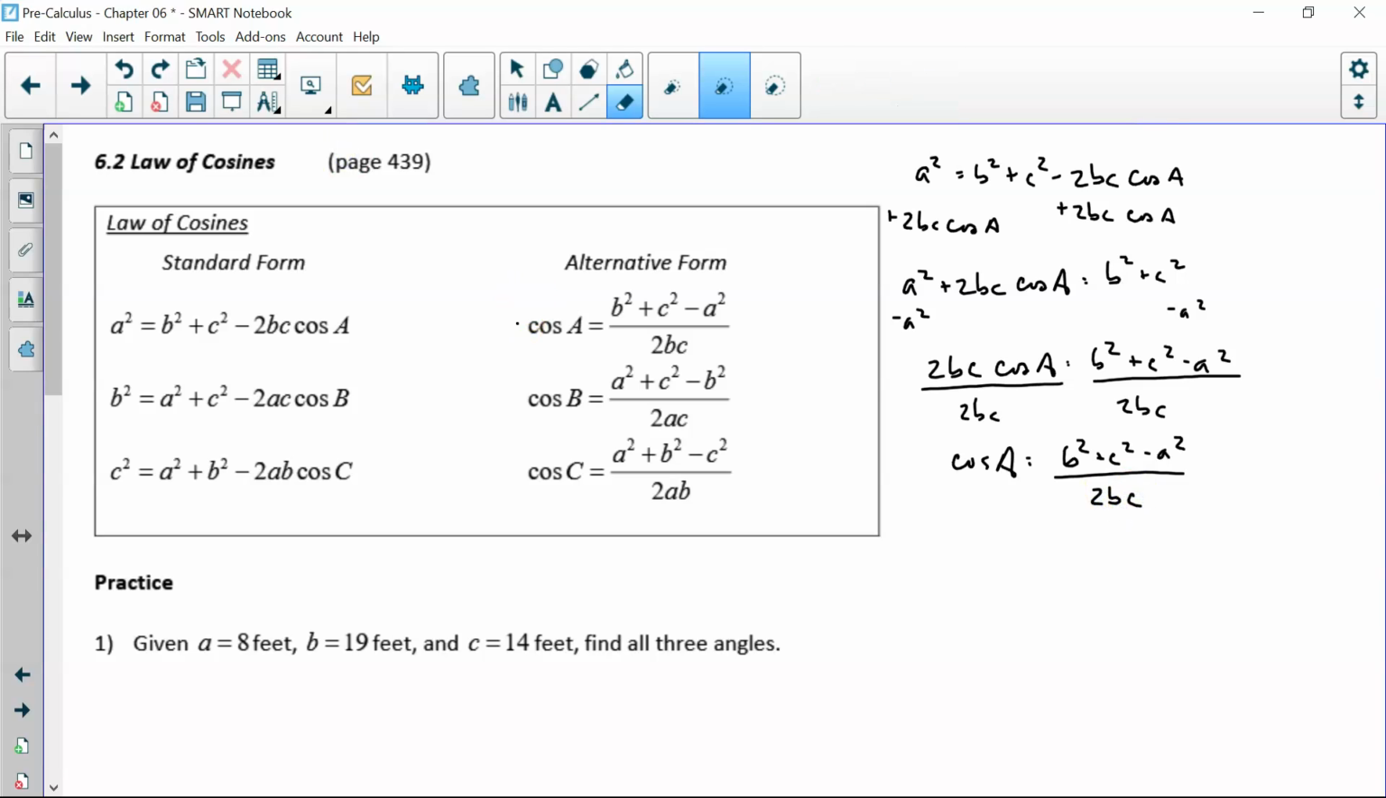And as you can see, there it is right there. There's that alternate form. When you have the a squared equals, that's when you're looking for a side. And you would use that alternate form when you're looking for an angle.